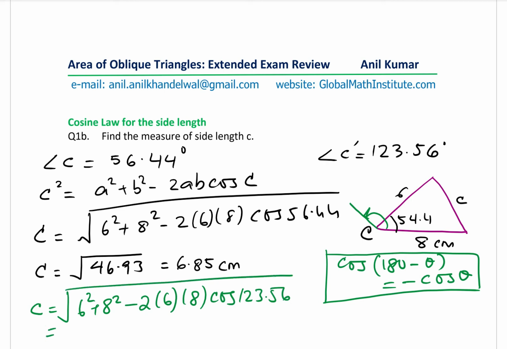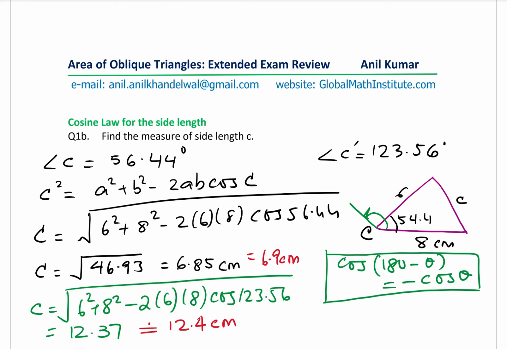And when you calculate this, what do you get? So we get square root of, within bracket, let me write all the values this time, 6 square plus 8 square minus 2 times 6 times 8 times cos of 123.56, brackets closed, equal to 12.37. Correct? So these are the answers. We could approximate them to one decimal place as 12.4 centimeters and this as 6.9 centimeters.